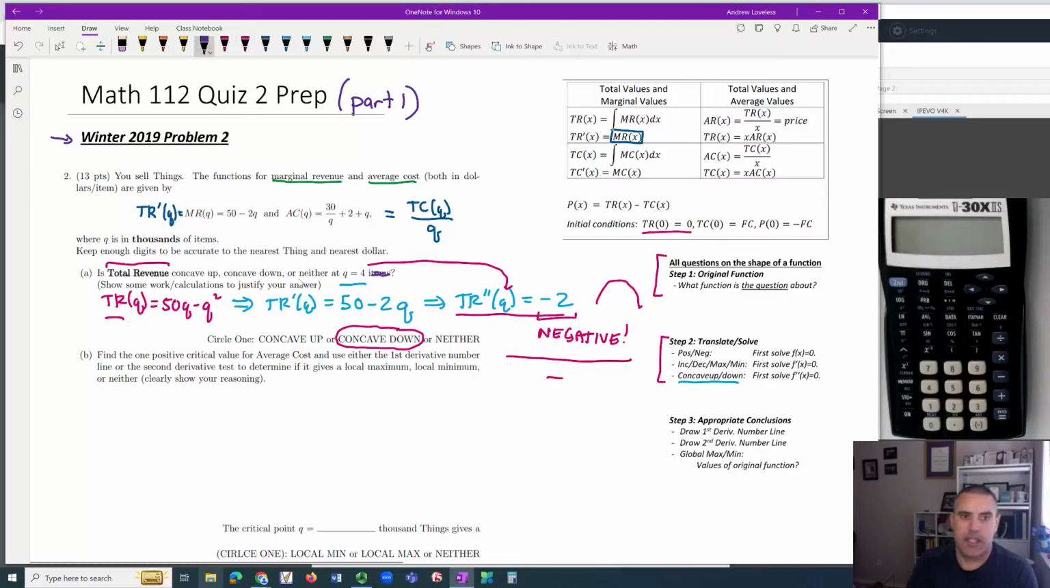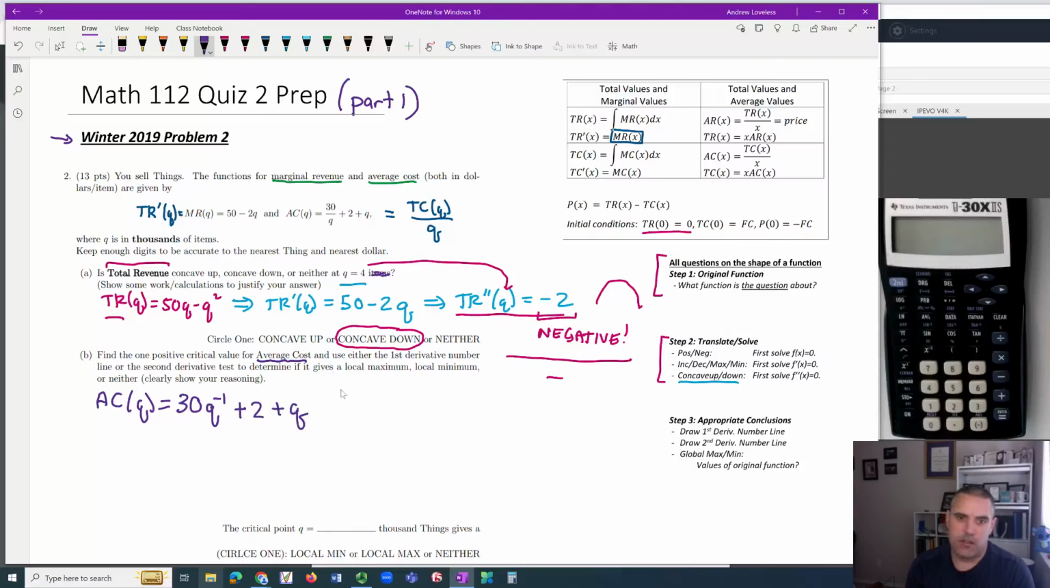Okay, let's play the game again. Find one positive critical value of average cost. There's our original function. That's what the question is about. So the first thing we're going to write is average cost. So this is just general problem solving that I hope every one of my courses has before they leave. Now, if you know you're going to do calculus, you would rewrite that as 30q to the negative 1. You'd write 2. You'd write plus q. That's your starting function. That's what it's about.